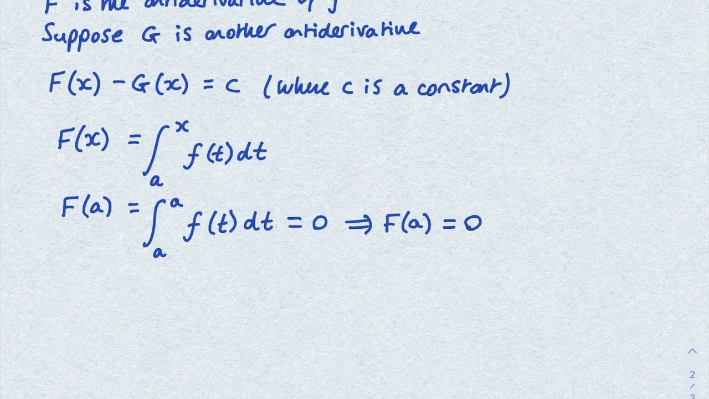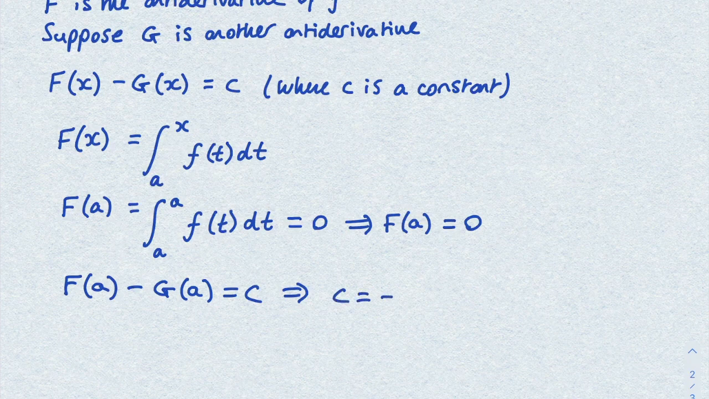So when we take the antiderivative F of a minus G of a, then essentially this should also be equal to some constant c, right? Because we're taking one area, F of a, and subtracting it from another area, G of a. So we end up with some constant c. But of course now we know that F of a is equal to 0. So this implies that c is equal to minus G of a.